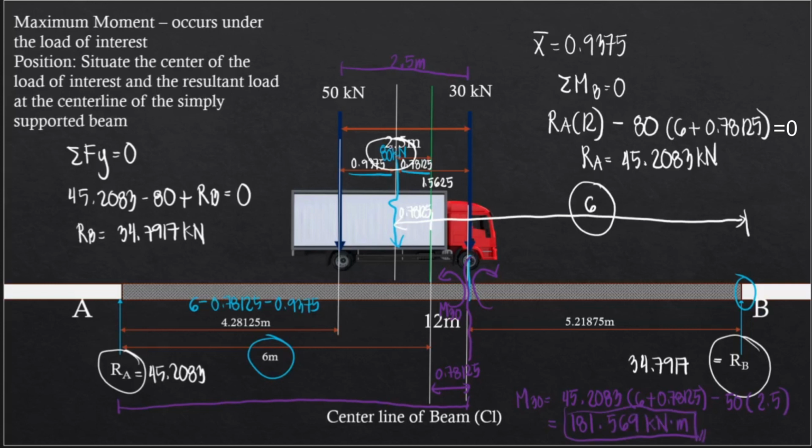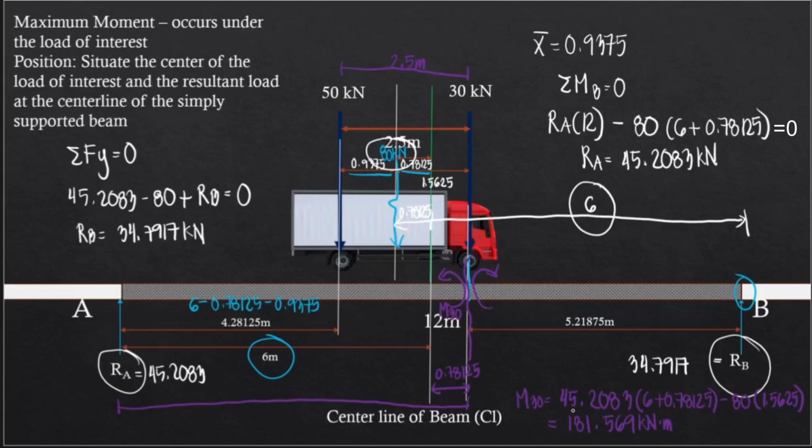Now you may also use the resultant force instead of 50. Let's erase this one and use 45.2083 times 6 plus 0.78125, and then minus 80, the resultant, multiplied by this distance, 1.5625. Now again, this is 80. We still have 181.569, and so our results are the same. Using the resultant force will be helpful if you have 3 moving loads, because you will only need to use 1 load.